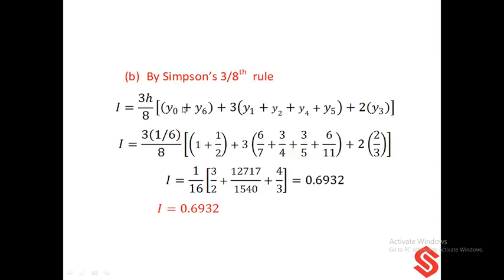Next B, by Simpson's 3/8 rule. So we have the formula I is equal to 3h by 8 into (y0 plus y6 plus 3 into (y1 plus y2 plus y4 plus y5) plus 2 into y3). So again we have the values from the table, substitute here and simplify, we get 0.6932.